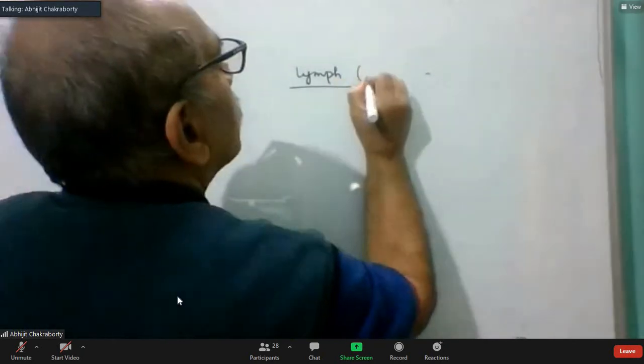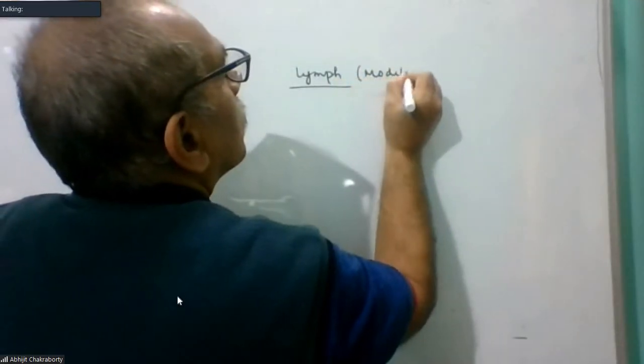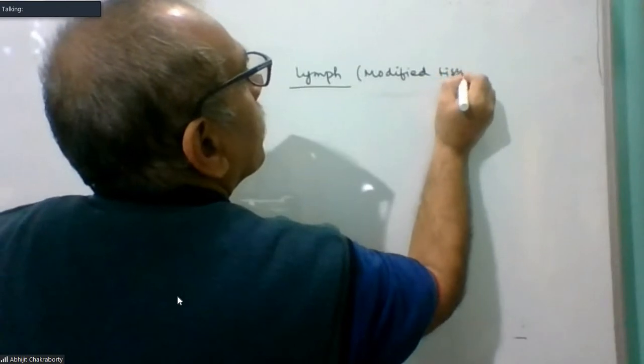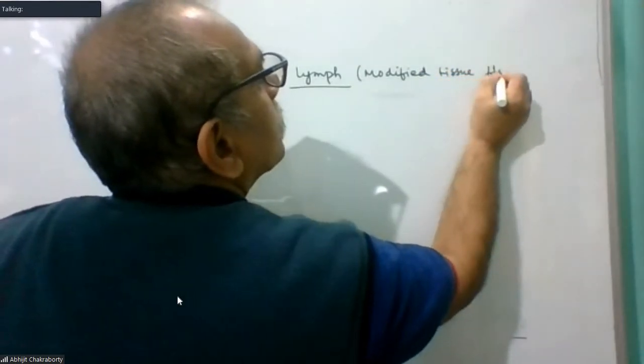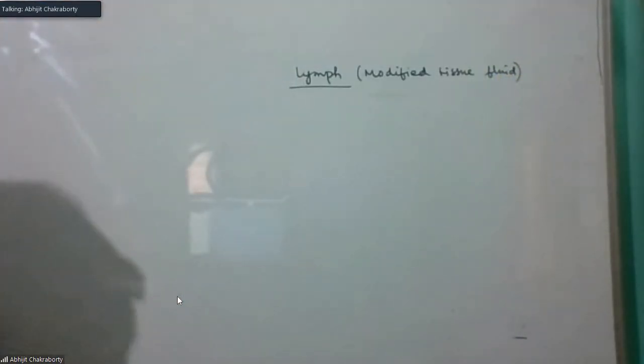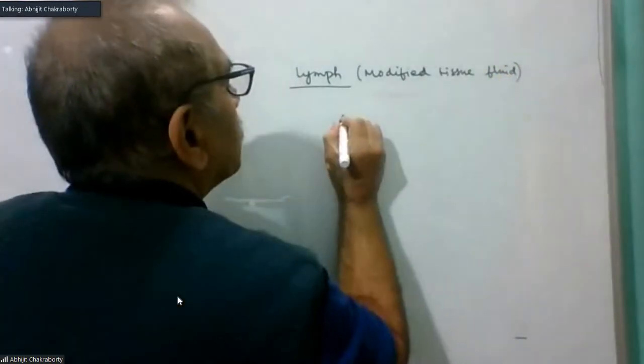The name is called modified tissue fluid. First of all, we need to know how lymph is formed. Look, one thing.